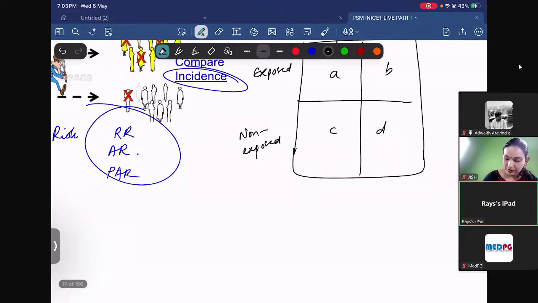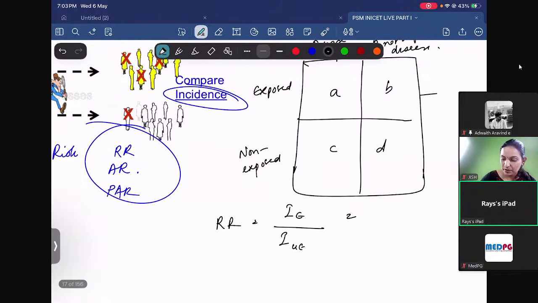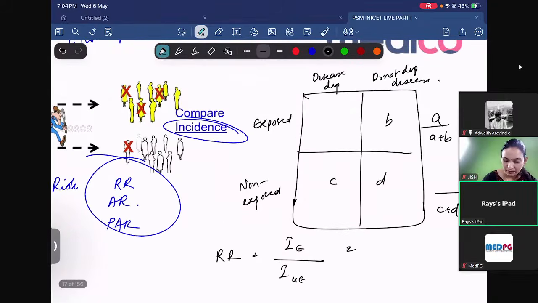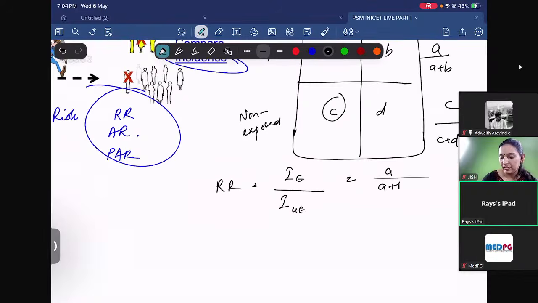Now what is relative risk? Relative risk is IE by IUE. That is incidence in exposed by incidence in the non-exposed. What is the incidence in exposed? So total exposed would be A plus B, and total non-exposed is C plus D. Incidence in exposed is A by A plus B. Incidence in non-exposed is C by C plus D. So A by A plus B divided by C by C plus D will give you the relative risk.